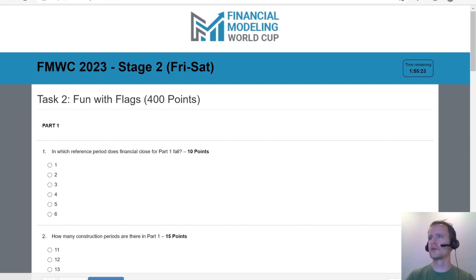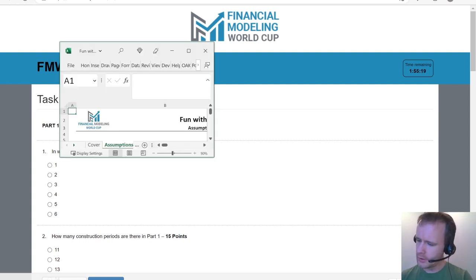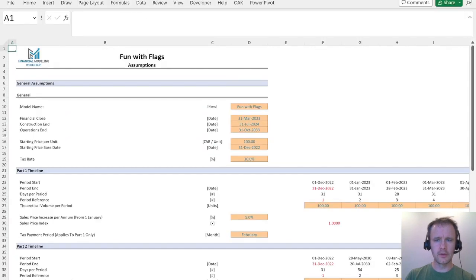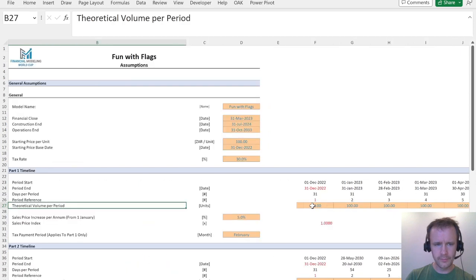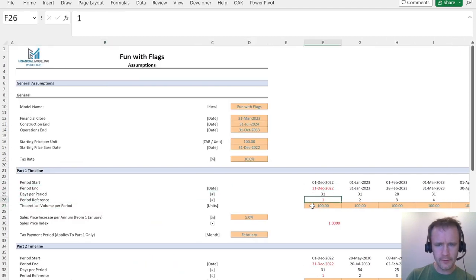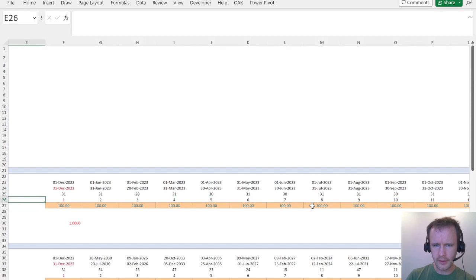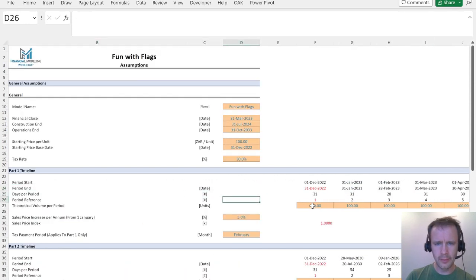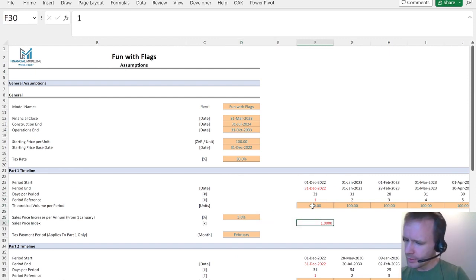Fun with flags. Copy. I always like to keep one copy pure. Standard monthly timeline is provided with period start and end dates, days per period. Yeah, I guess that's this. Fine. Okay. Period reference. So we've got 181 periods. A little weird, but okay.